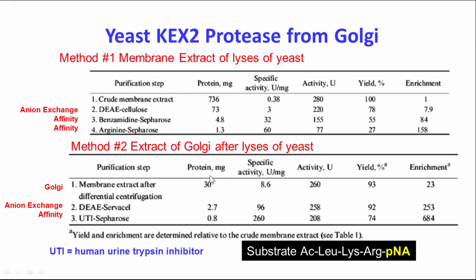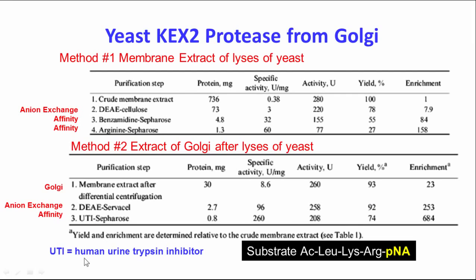Much less protein here, but much higher specific activity to start with. And total activity was about the same. Yield was quite good here relative to this technique. And then DEAE Surfacell is a slightly different reagent, just like DEAE cellulose, only the beads are a little different. And then that worked out quite well, high yield there.